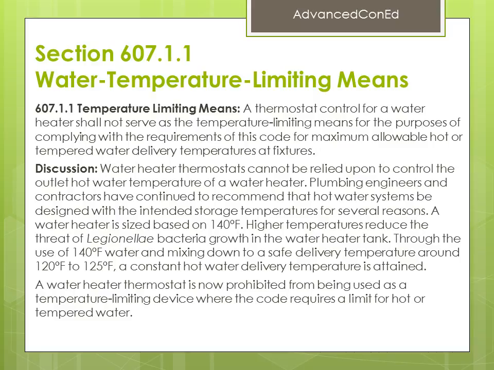Section 607.1.1 Water Temperature Limiting Means. 607.1.1 Temperature Limiting Means. A thermostat control for a water heater shall not serve as the temperature limiting means for the purposes of complying with the requirements of this code for maximum allowable hot or tempered water delivery temperatures at fixtures.